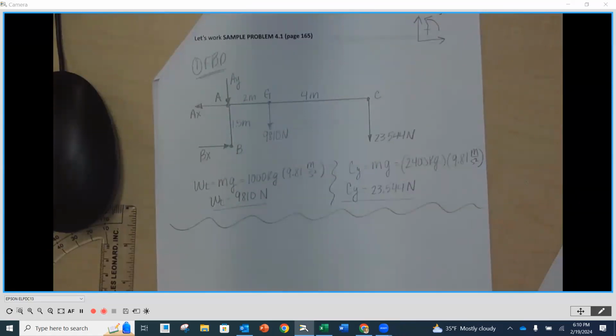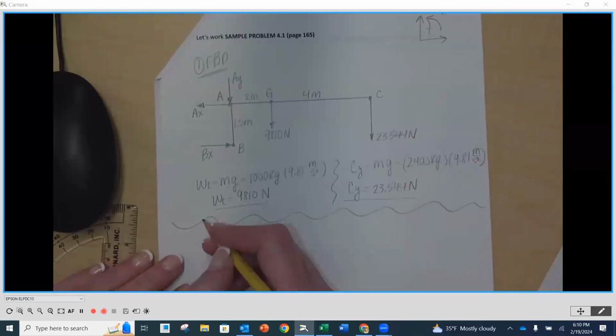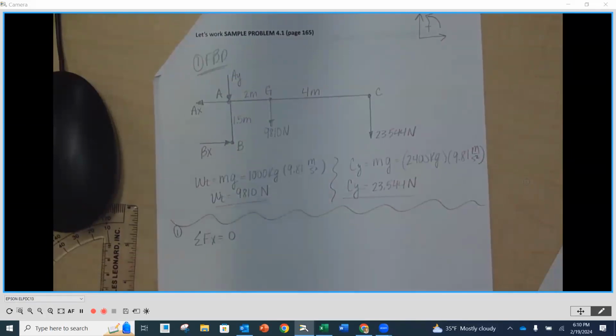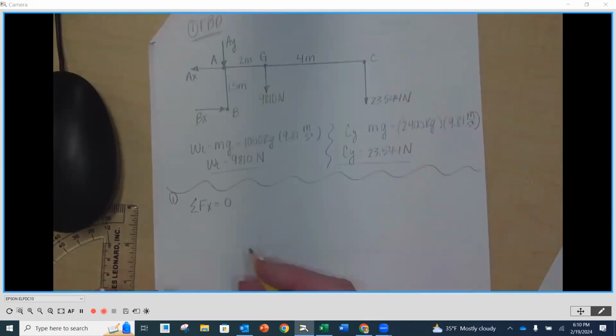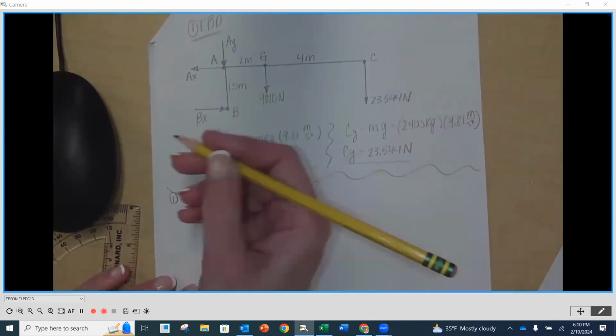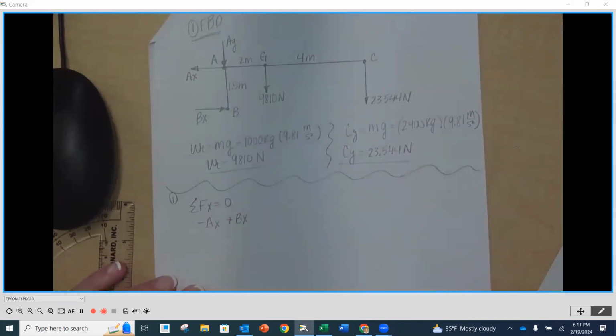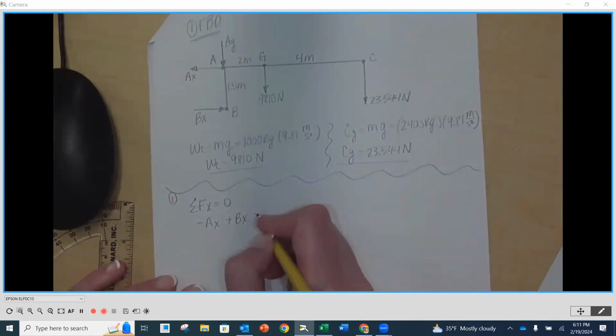But we're going to sum the forces in the x direction equals 0, right? Okay, so sum forces in the x equal to 0. What we have right now is minus Ax because it's going to the left, right? And we have plus Bx because it's going to the right. And then those are my forces.